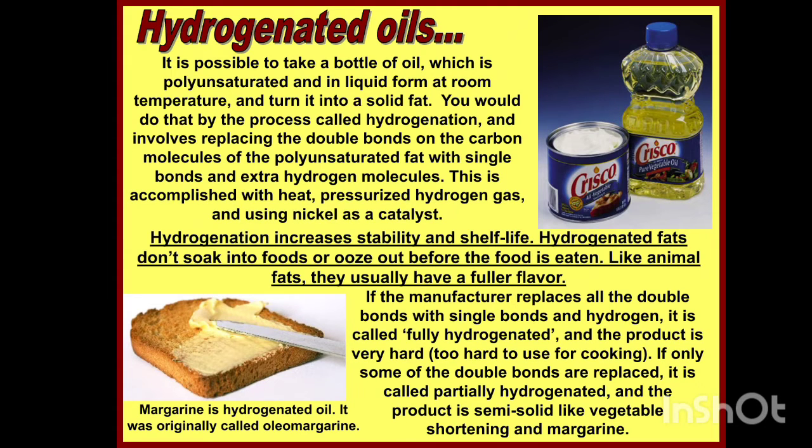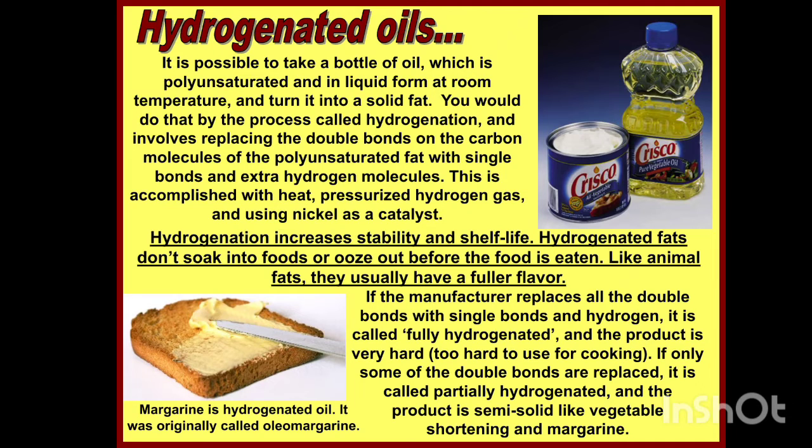Hydrogenated oils. It is possible to take bottles of oil which is polyunsaturated and in liquid form at room temperature and turn it into a solid fat. You would do that by a process called hydrogenation, which involves replacing the double bonds on the carbon molecules of polyunsaturated fat with single bonds and extra hydrogen molecules. This is accomplished with heat and pressurized hydrogen gas, using nickel as a catalyst.